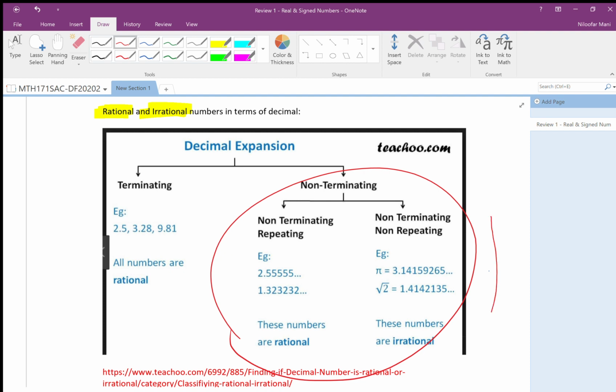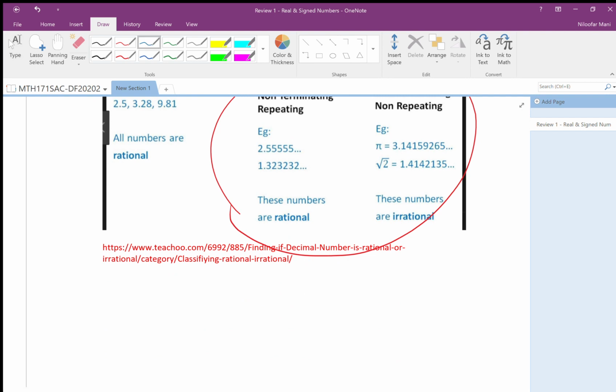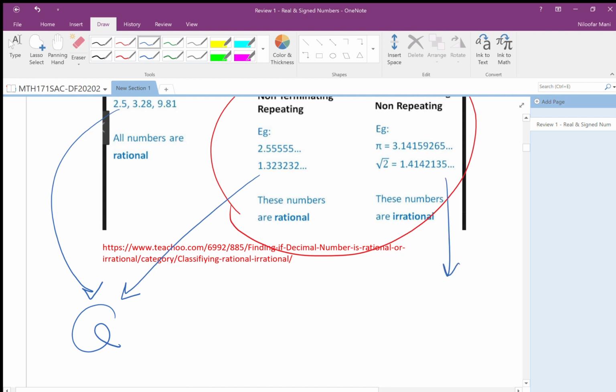But if they are either terminating or repeating, they are rational numbers. If they are neither terminating, meaning they continue, nor repeating, they are irrational numbers. Repeating numbers are like 1 over 3, which is 0.3333 forever. And how do I show that? I show this as 0.3 repeating. When it repeats, I use this line on top of it. Maybe I can show it more clearly here. Yes, it's repeating.